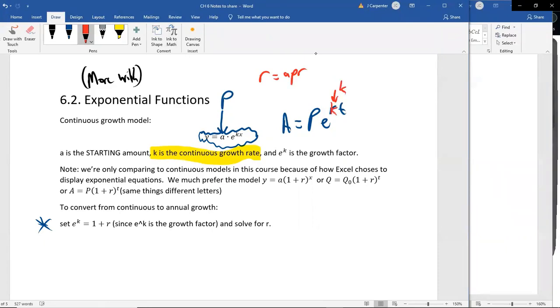E to the K is a growth factor. So this E is a number, it's about 2.71828. It's actually pretty close to pi. It's very similar to pi in that it is an irrational number. It goes on forever and ever with no pattern. 2.71828, and so on.